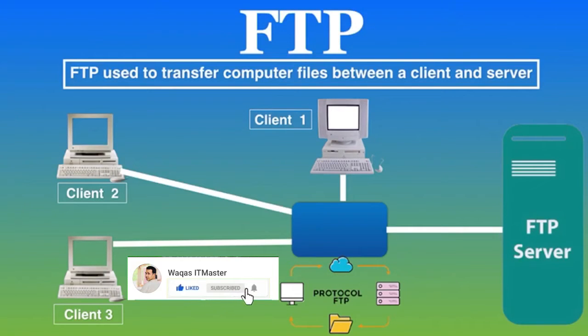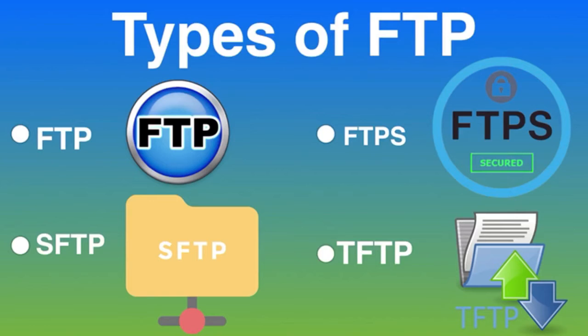TFTP is a connectionless protocol which uses UDP, User Datagram Protocol. It is an unreliable protocol. I will explain UDP and TCP/IP in a separate video.